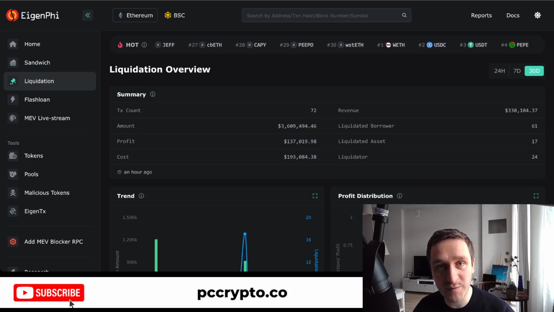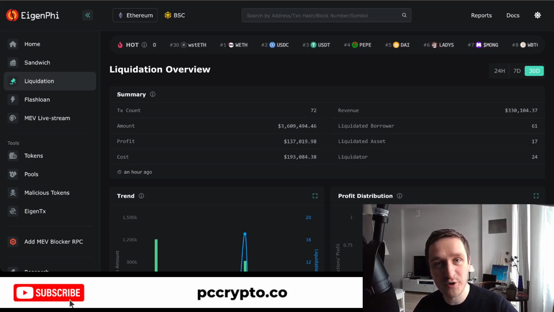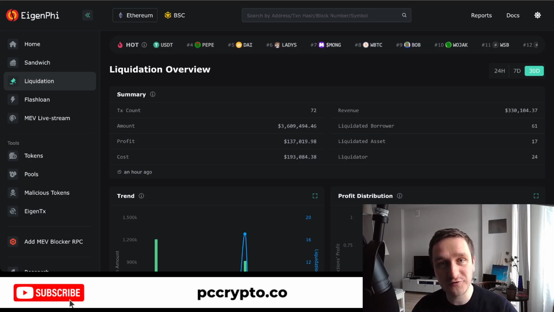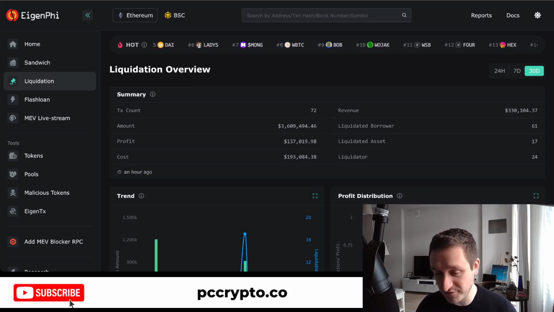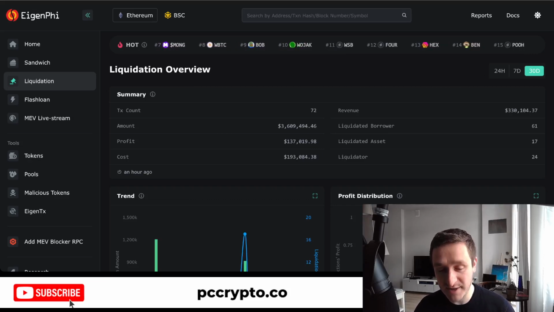And then we have arbitrage, when you try to buy on one exchange, sell on another within one transaction or a couple of transactions so that you profit from the difference. So let's get started with liquidations and explain what that is.